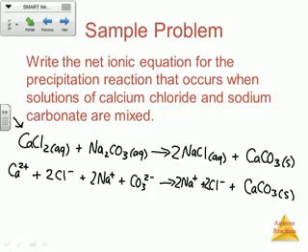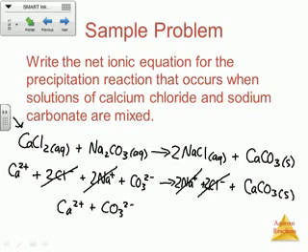Okay, now we can start crossing stuff off. The chlorine, or the chloride ion, doesn't do anything. There's 2 on this side, 2 on this side. Let's get rid of that. Sodium, also a spectator. Let's get rid of those. Okay, and so the only things that we have left here, we've got Ca2+, plus CO3 2 minus, and this gives us CaCO3 solid.